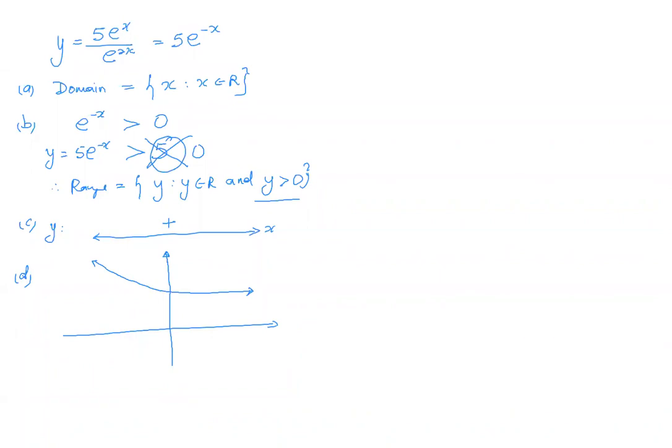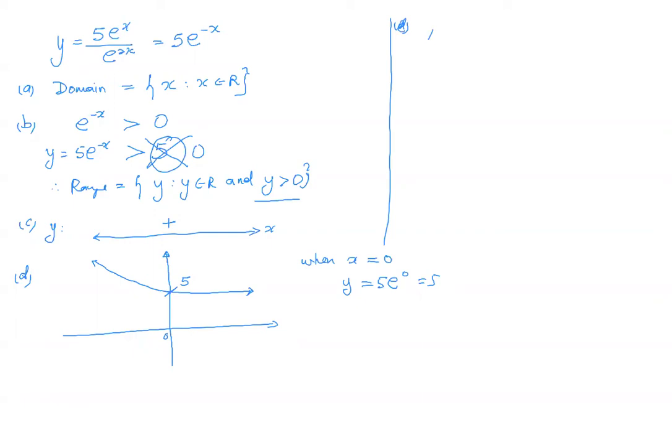When I sketch the graph, I realize. So here the y-intercept is when x equals 0, my y equals 5e to the power of 0, so equal to 5. So this is my y-intercept. Correct? Now when I want to find the asymptote, this is something that we have to be very careful of.